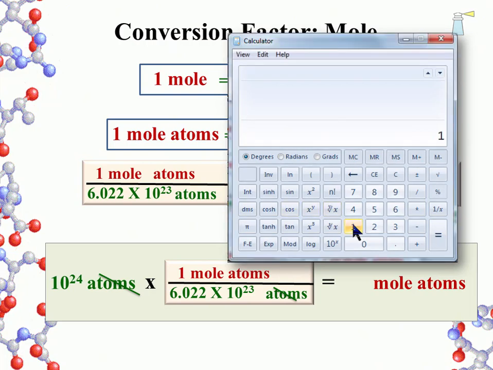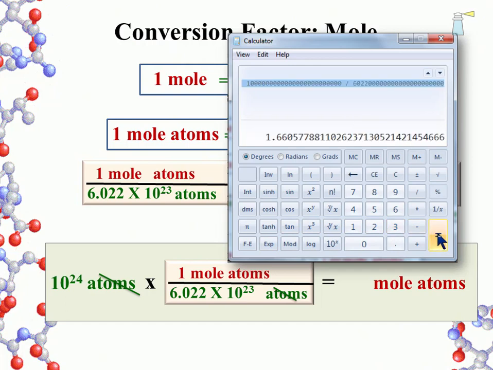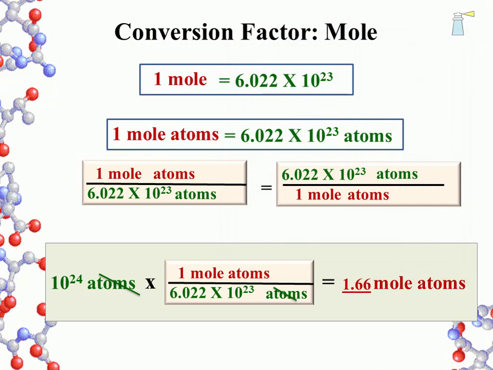Input 1, then EXP button, the exponent 24 as 2, 4, divide, 6.022, EXP button, exponent 23, 2, 3, equal sign. Now, this yields a very long number, but it begins with 1.66. The answer to the conversion is 1.66 moles.